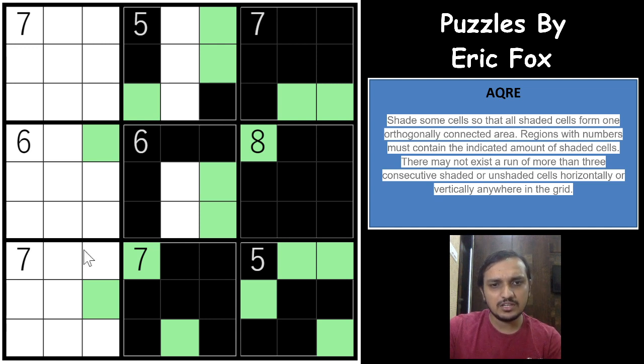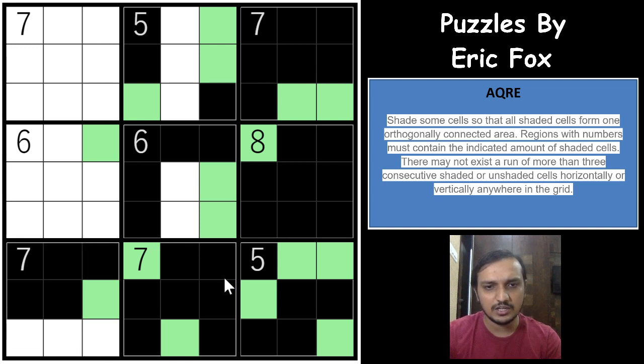and for the 7 here again, a very good logic here is all these 3 cells won't be shaded, right? Because then you will have 4 cells shaded in this continuous. So which means one of the unshaded cells will have to be in one of these 3 cells, so all the other cells will have to be shaded. Again, excellent, really good logic here.